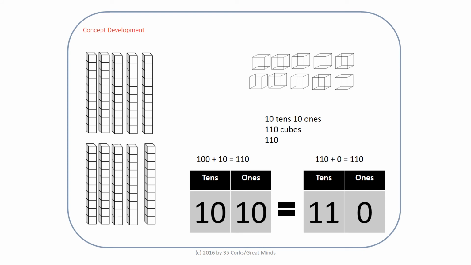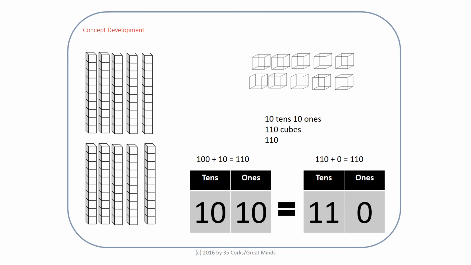So we do have 10 tens, 10 ones. We counted that's 110 cubes, or just 110. The place value chart closest to my 10 sticks is showing that 10 tens, 10 ones. That matches my picture. I also put an addition sentence on top. 100 plus 10 equals 110. So that shows my picture.